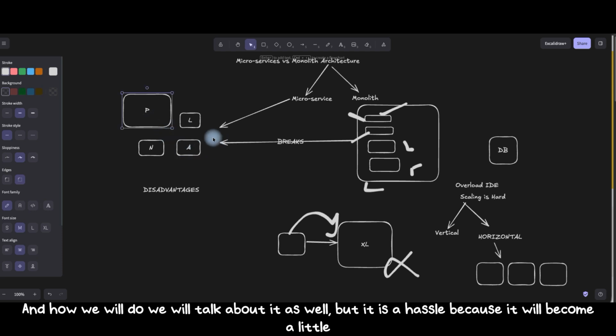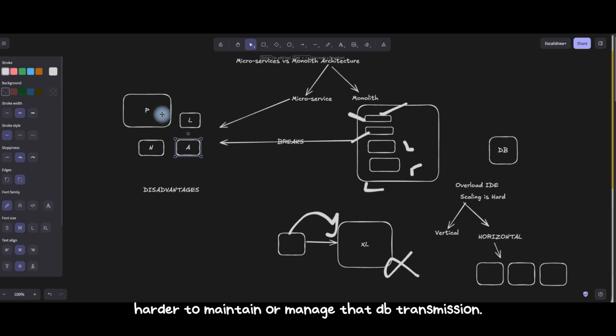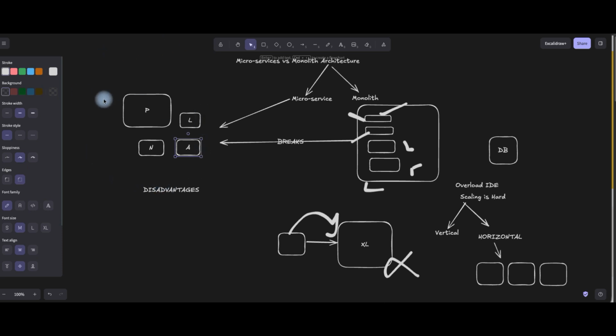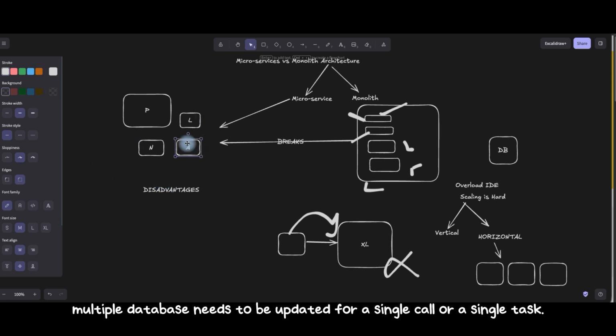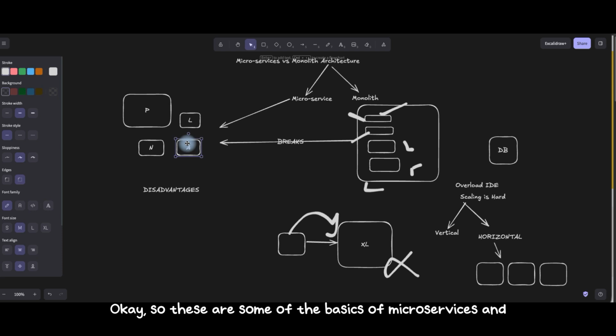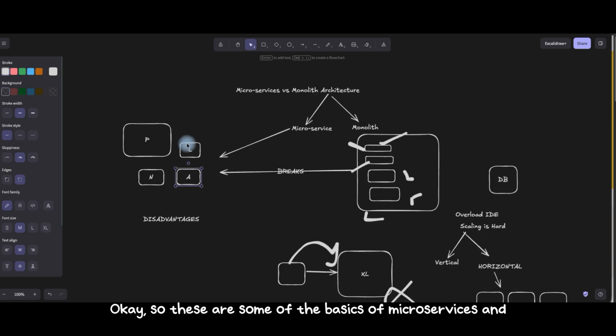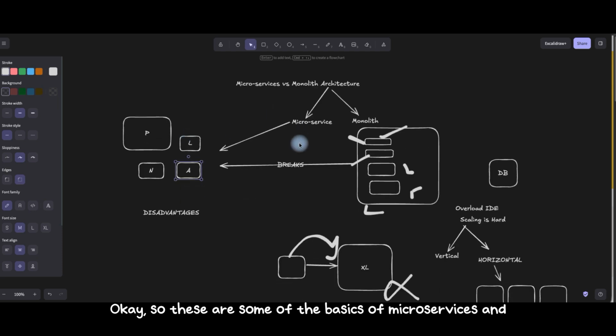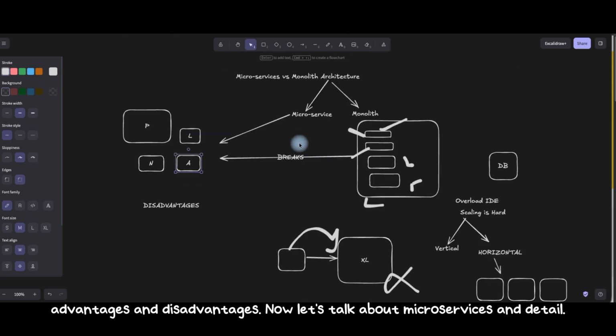And how we will do, we will talk about it as well. But it's a hassle, because it will become a little harder to maintain or manage those DB transactions if multiple databases need to be updated for a single call or a single task. Okay, so these are some of the basics of microservices and advantages and disadvantages.